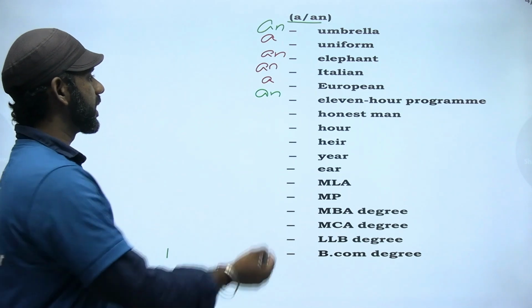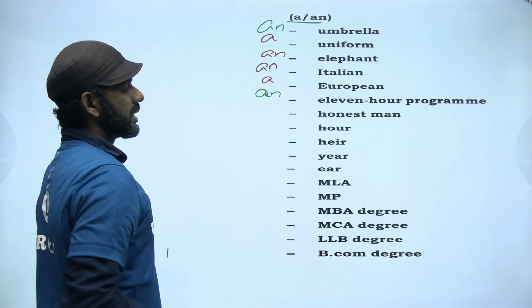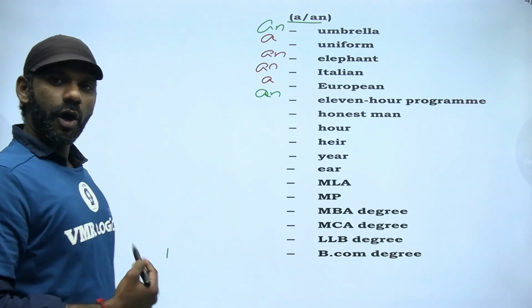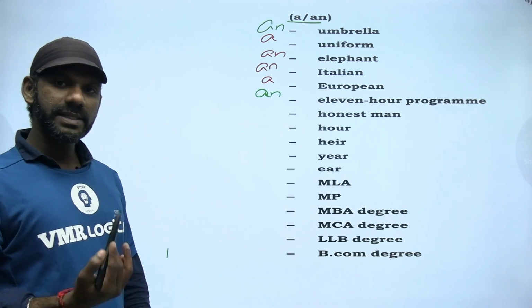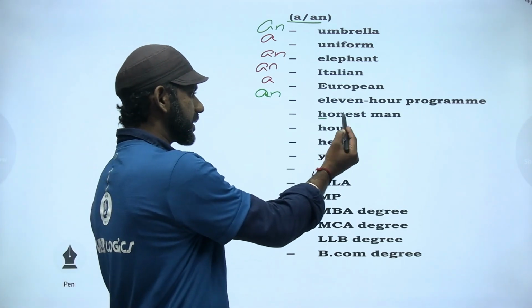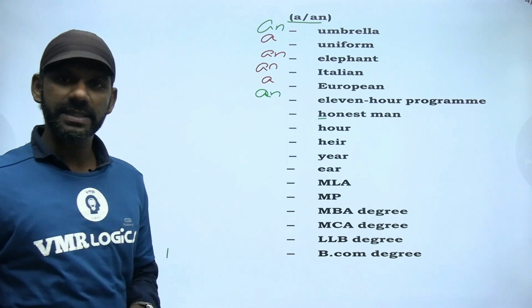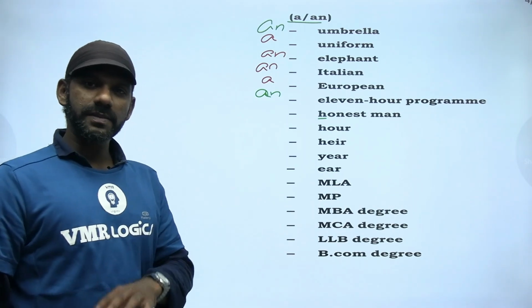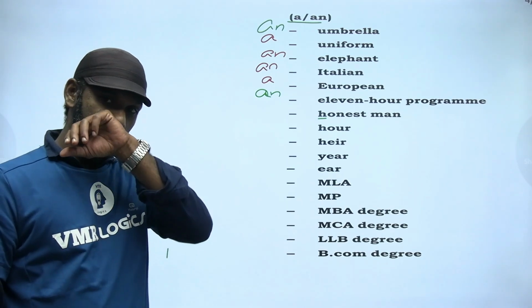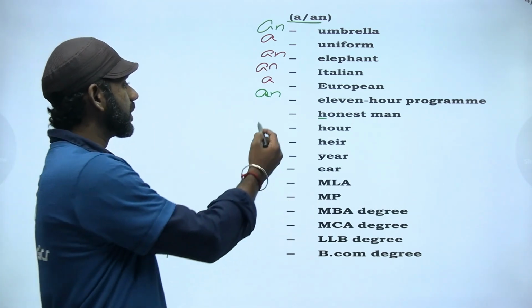Dash honest man, H-O-N-E-S-T. Is this word pronounced as honest? No. It is not pronounced as honest. H is silent here. It is just pronounced as honest. Right? An honest man or a honest man? It is an honest man.